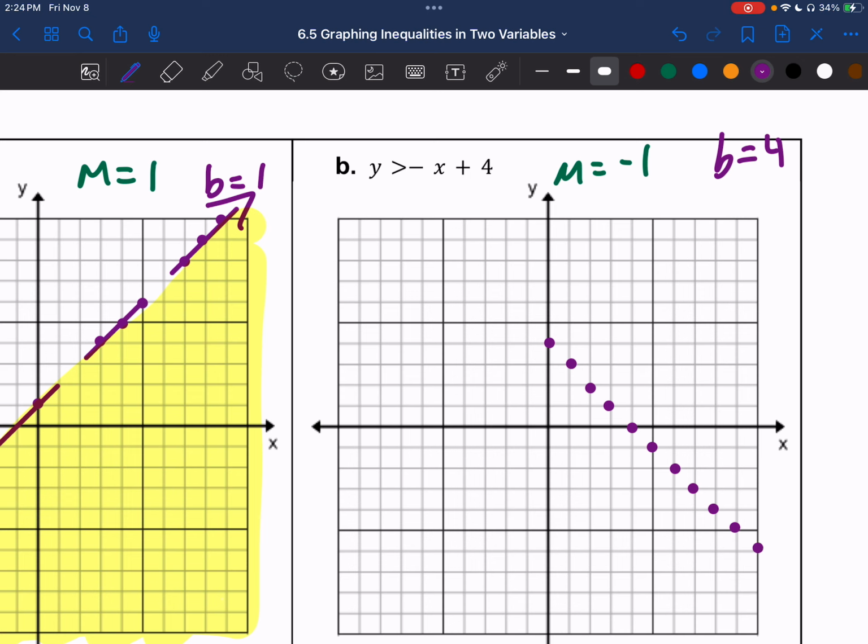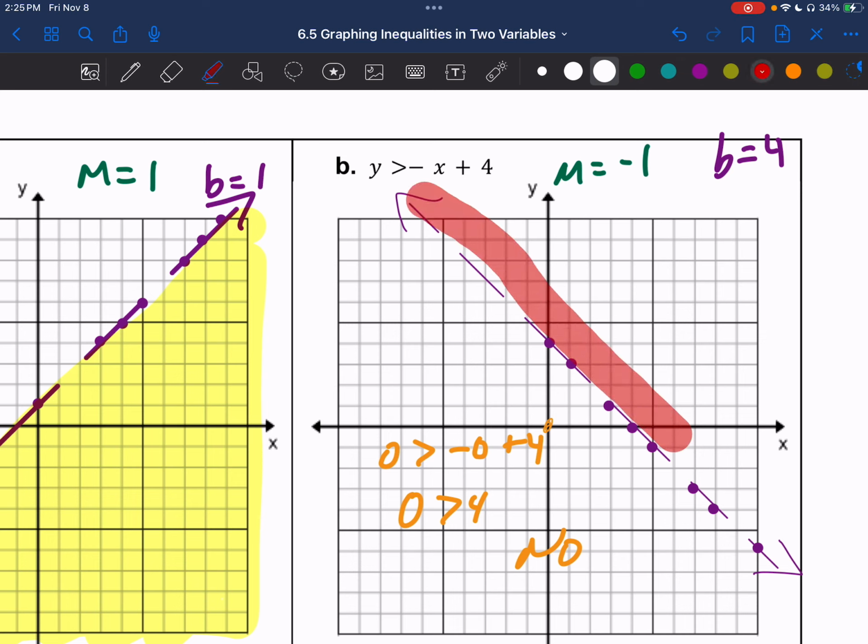And so when I graph my line, we take it to the edge of the grid, and I'm going to make it a dashed line because it is greater than. And so I'm going to substitute in my point 0, 0 again. So here's my test point. That's the one that I like to work with. Is 0 greater than the opposite of 0 plus 4? Is 0 greater than 4? The answer is no. So we are going to shade the opposite side.